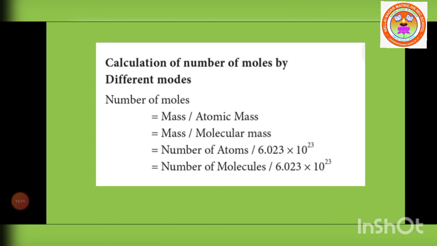And the number of moles is calculated for atoms as number of atoms divided by Avogadro number, 6.023 × 10 to the power of 23. Or number of molecules divided by 6.023 × 10 to the power of 23. This formula is very important.